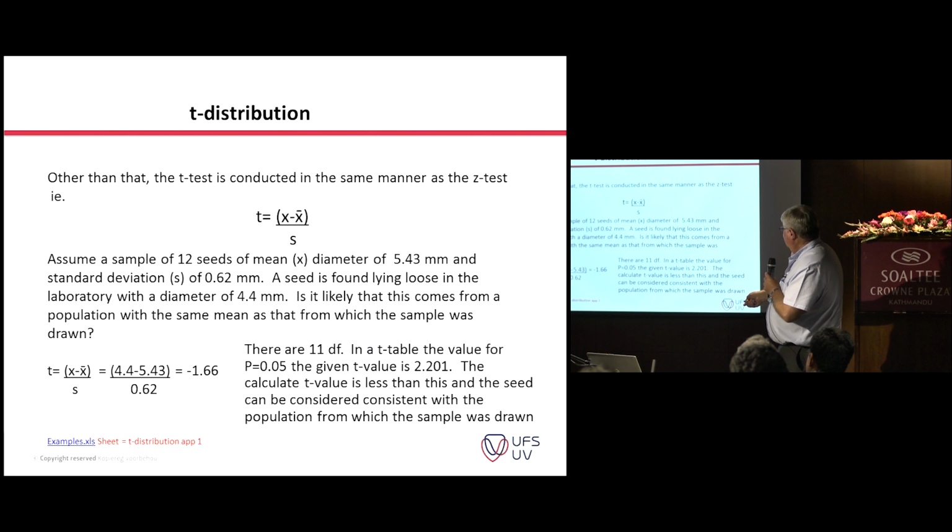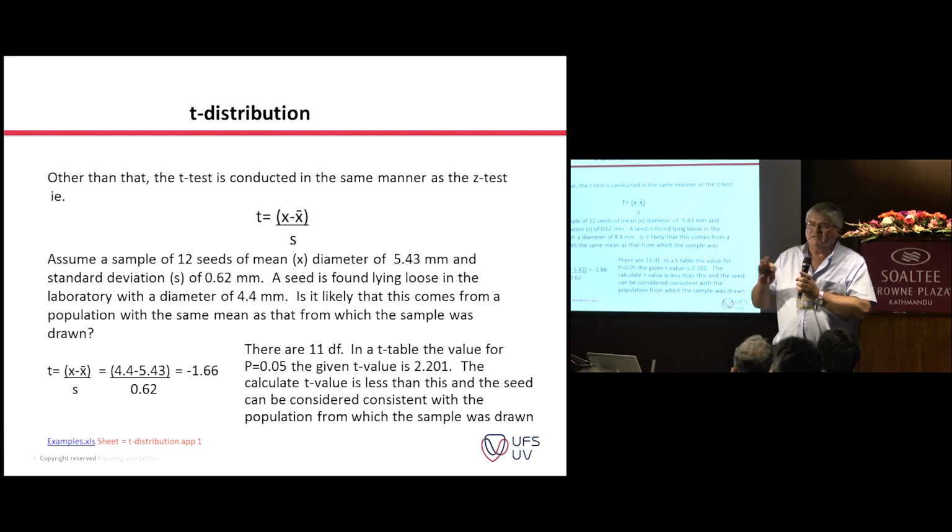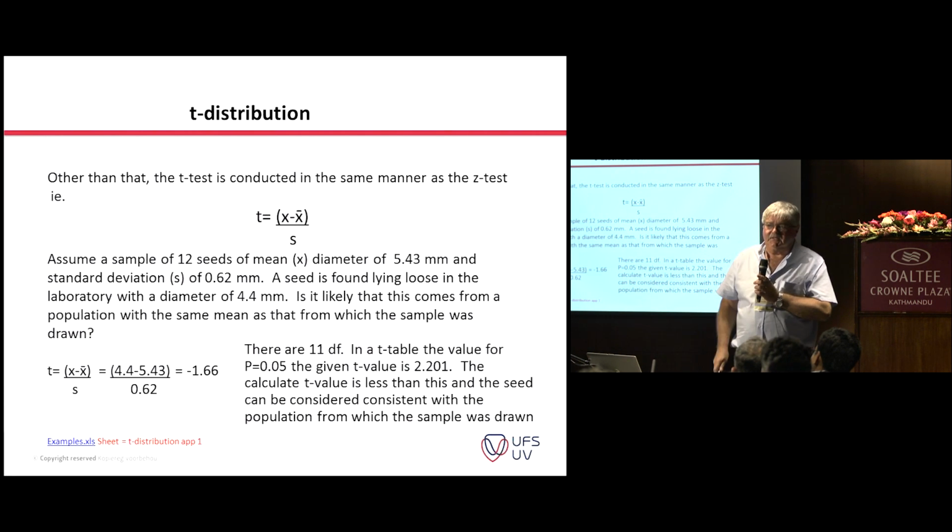Right. I then take the mean, which is 5.43, and I subtract that from 4.4. Okay, and I divide it by the standard deviation. So I have 4.4 minus 5.4. Okay, so it's basically a 1 millimeter difference. Divided by the standard deviation, I get a value of 1.66. Now don't look at the sign. It doesn't matter if it's positive or negative. Okay.